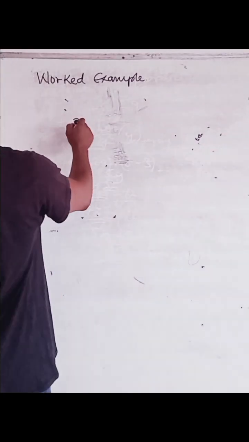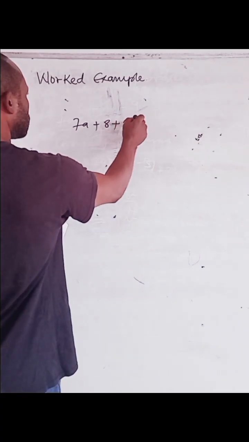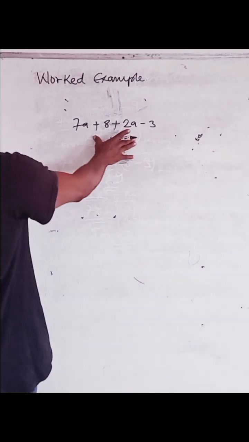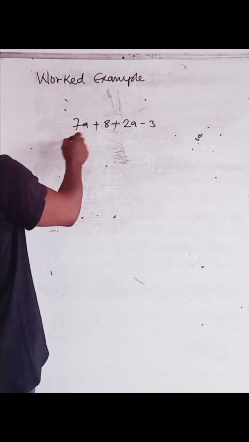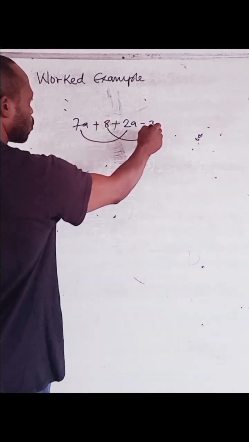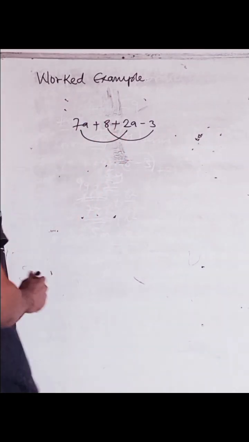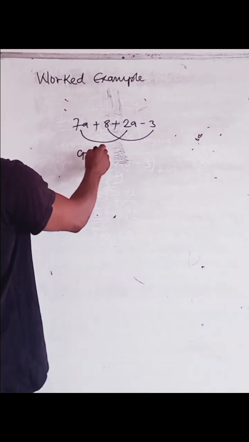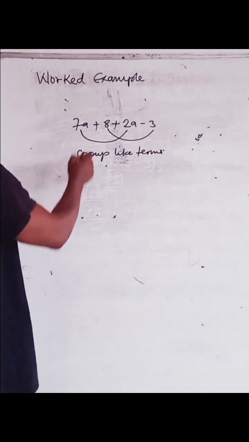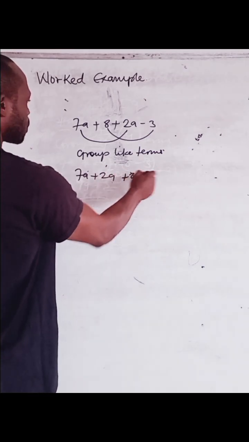Alright, 7a plus 8 plus 2a minus 3. So we have to simplify this expression. Look closely at the expression. We have the like terms 7a and 2a. We also have the like terms, coefficient 8 and coefficient minus 3. So we are going to group these terms together. Group the like terms. So the expression becomes 7a plus 2a plus 8 minus 3.